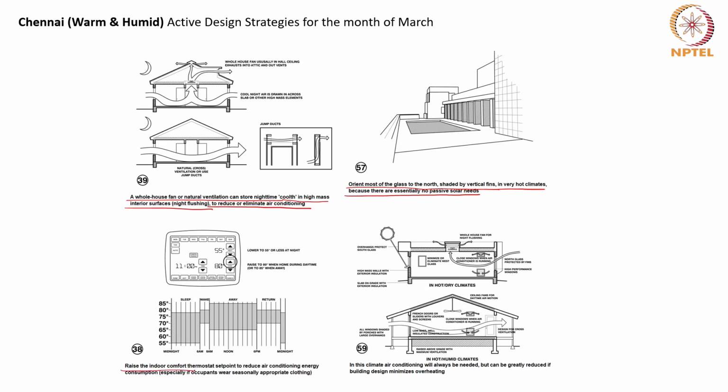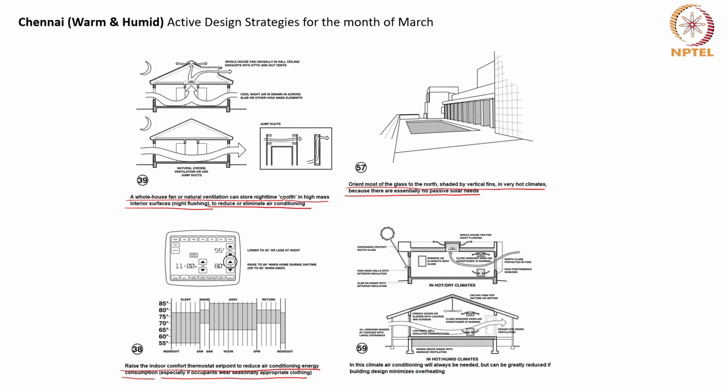Also, we can raise the indoor comfort thermostat set point to reduce air conditioning energy consumption, especially if occupants wear seasonally appropriate clothing. So instead of having the thermostat set at 22 degrees centigrade, we can set it at 26 degrees centigrade, provided the occupants wear climate responsive clothing. If they wear light colored, light material, say made of cotton, maybe cotton shorts and t-shirts, or cotton dresses, then the thermostat set point can become 26.